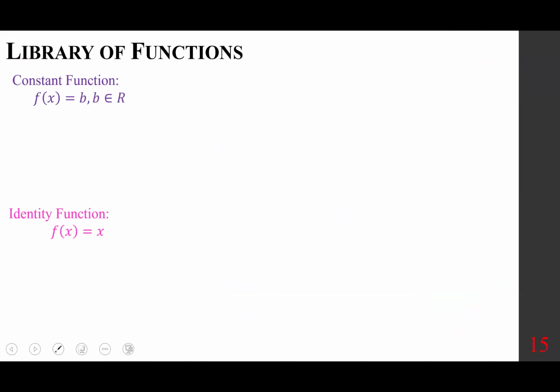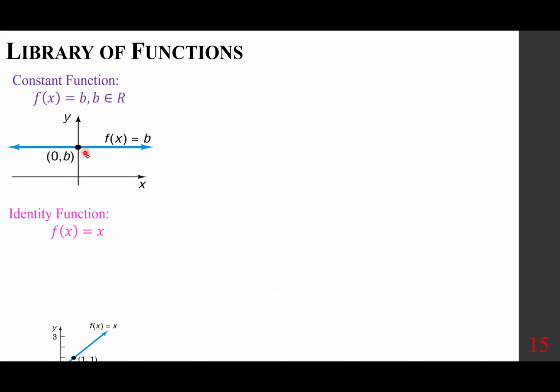So in the library of functions, one of them is a constant function where f of x equals b. That means just any number. Y equals 5, 2, 1. It's a horizontal line which has no x-intercept, a y-intercept of 0, b, and the domain is all real numbers, and the range is just b. We have f of x or y equals x, a line that goes through the origin, and the domain and range are all real numbers.